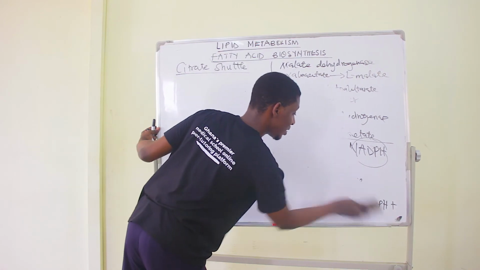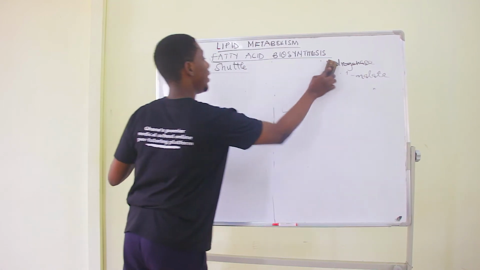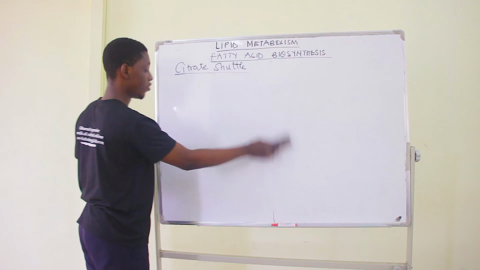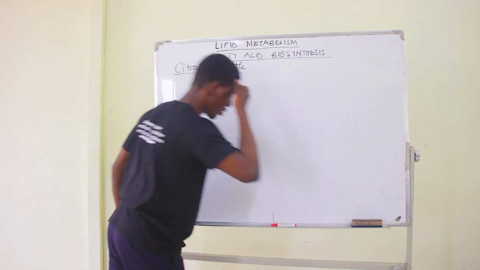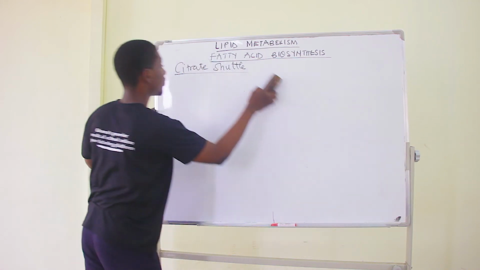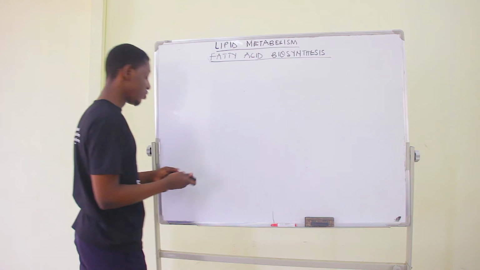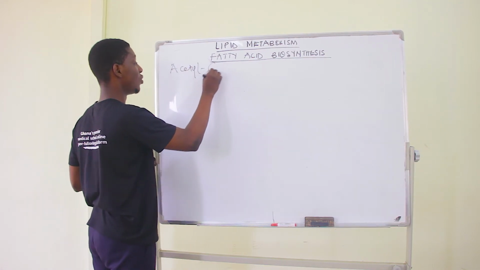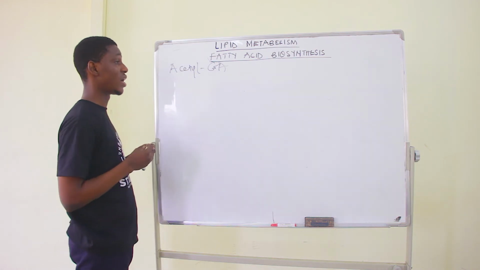So that's how the body gets acetyl-CoA into the cytoplasm from the mitochondrion for the synthesis of fatty acid to begin. Okay. So now let's look at something. Now you now have acetyl-CoA in the cytoplasm, right? Your acetyl-CoA has been brought.